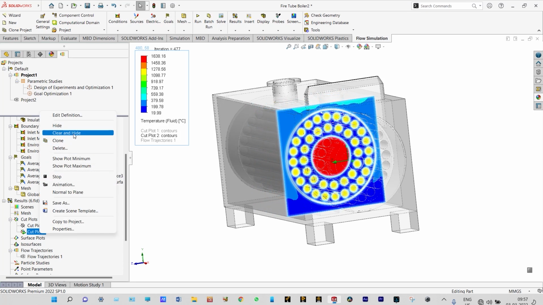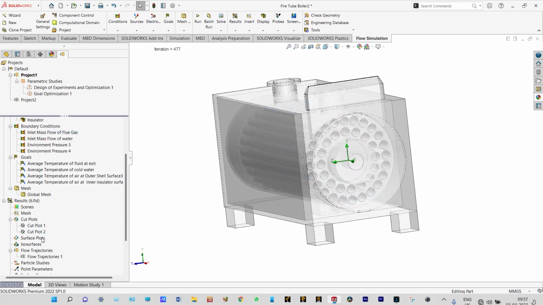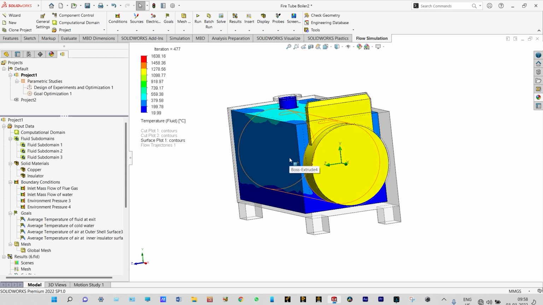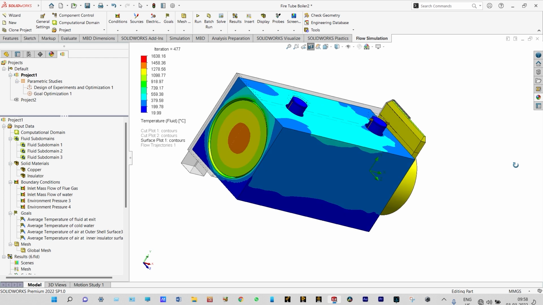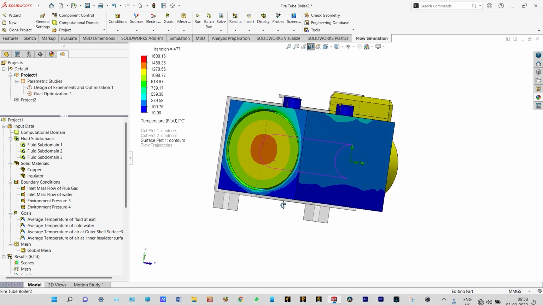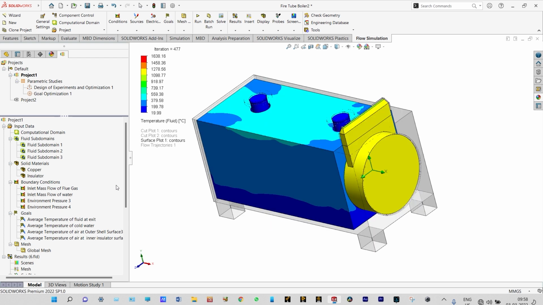Clear and hide. Next to that, we want to see surface plots. We want to see temperature distribution through all the surfaces. Insert surface plots, and we want to see temperature of fluid with all faces, and different faces have different temperature distribution. This is the location of the inner shell where temperature is very high, and at the outside surfaces temperature is varying at different locations. It's different, right? You can see it. Let us clear and hide.